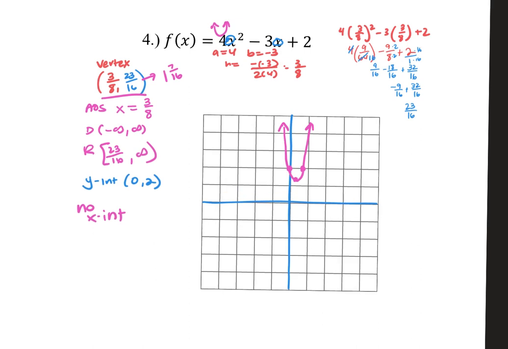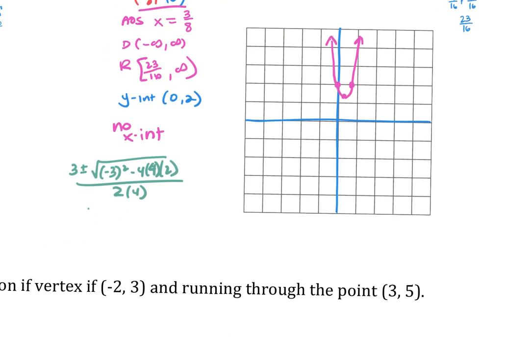Should I do the work for the x-intercept, I would do the quadratic formula here: negative b plus and minus the square root of b squared minus 4 times a times c, over 2 times a. And I'm going to get a negative number underneath my radical, which is why there would be no real numbers, so no x-intercepts.